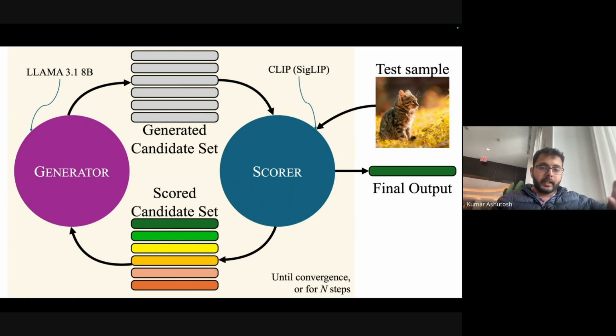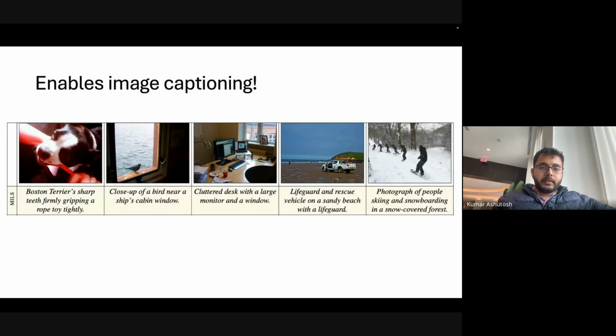And then we feed it back again to the generator, and then we again generate a candidate set. Now the set will more and more go towards what is happening in this image. It is a cat sitting on grass. So any caption that resembles that will have higher score. And if we keep repeating this process, at the end we will obtain a clean caption for this image. And this enables image captioning.